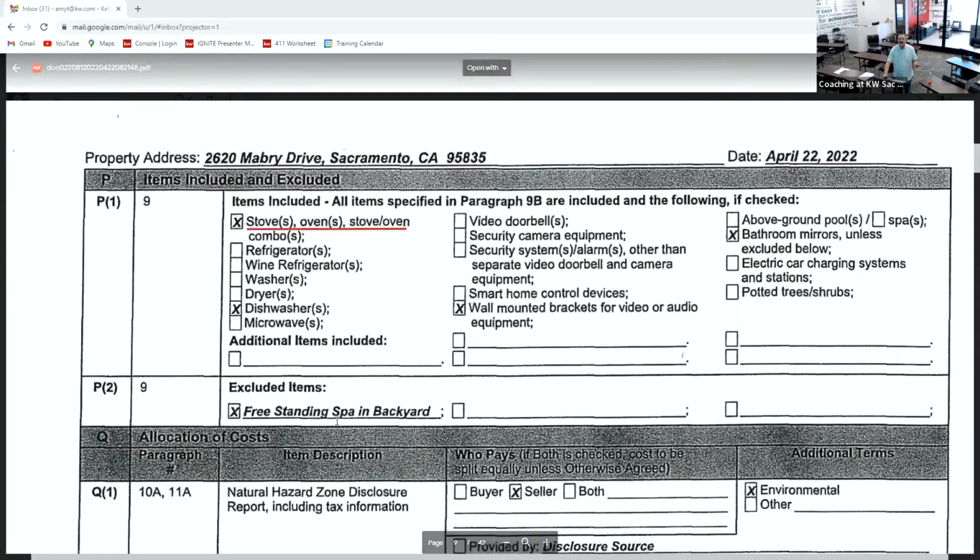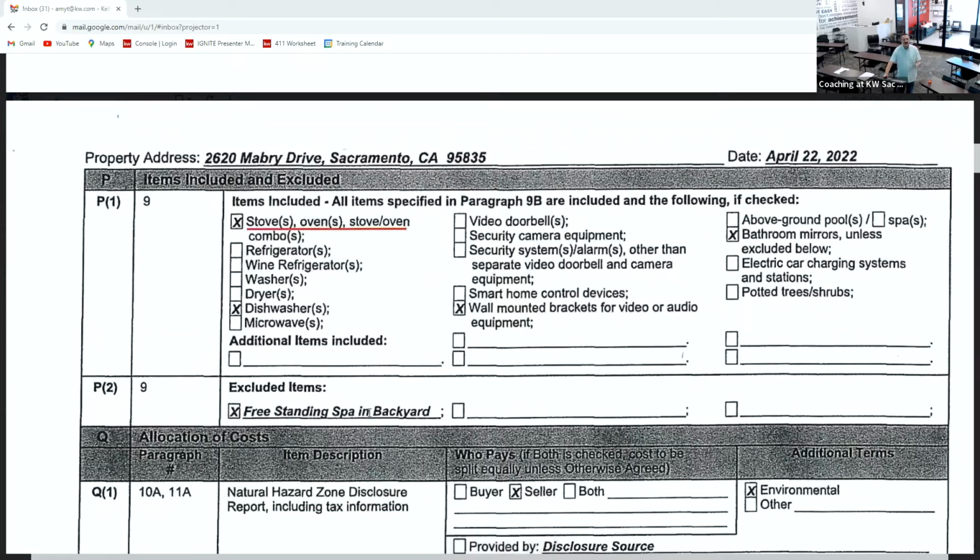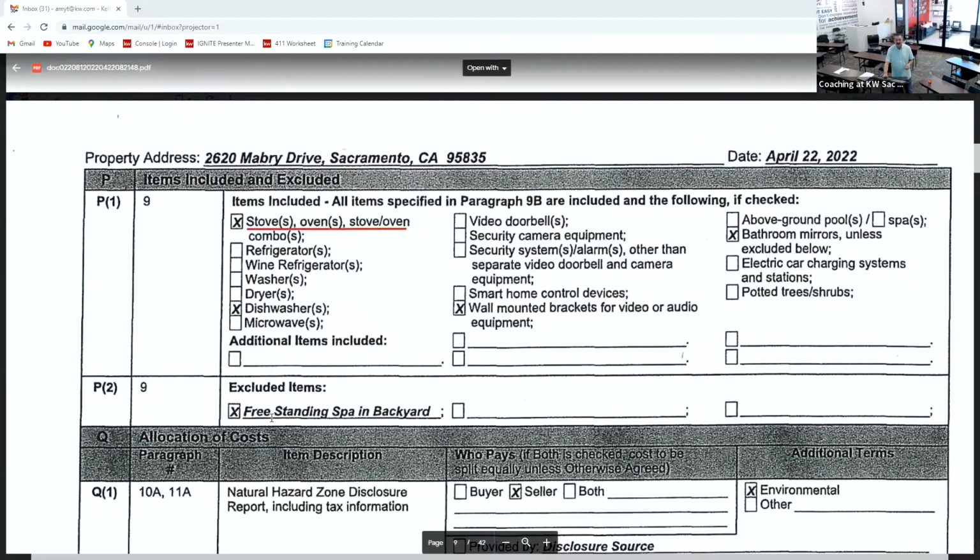If there's a freestanding spa in the backyard, even if it references that it's included in the MLS, you want to put it in the contract.